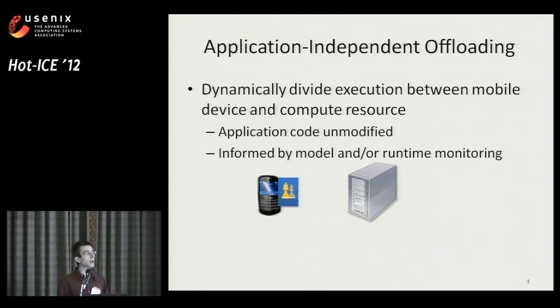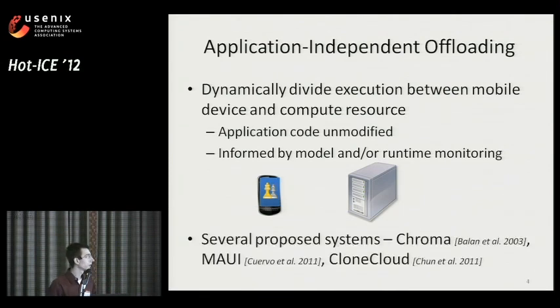The idea here is that we want to, at runtime, dynamically divide the execution of a mobile application between the mobile device and some compute resource that we have in the network. And the application code doesn't have to be modified in any way. We can take an application that's built to run on the mobile device and run this exact same code base on the compute resource for whatever subset of the code we want to execute remotely. How we actually divide an application can either be informed by some sort of offline model or runtime monitoring of the application's performance.